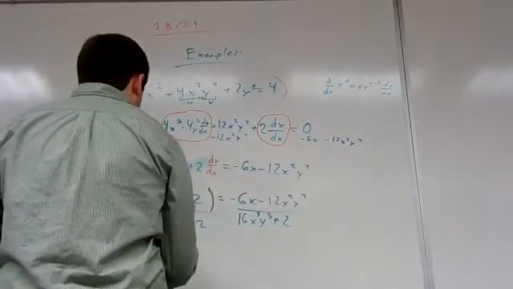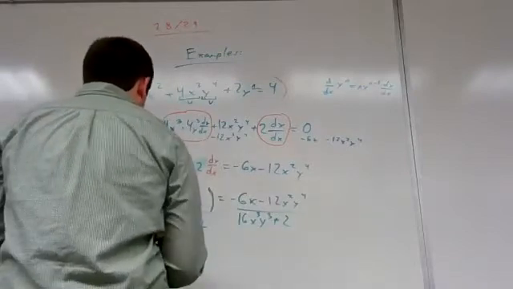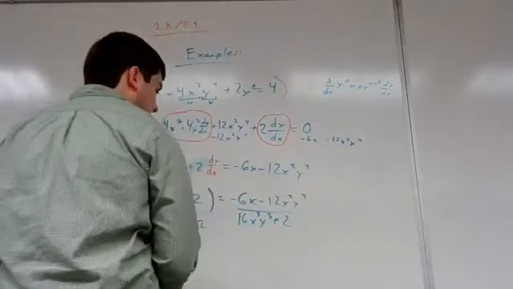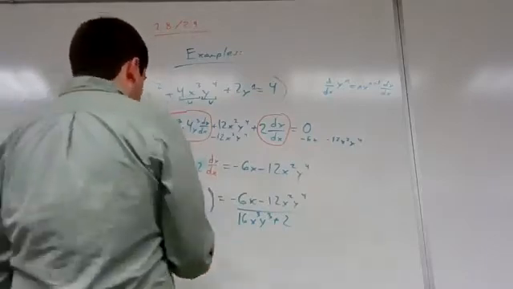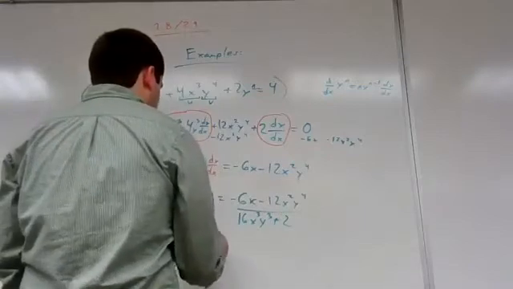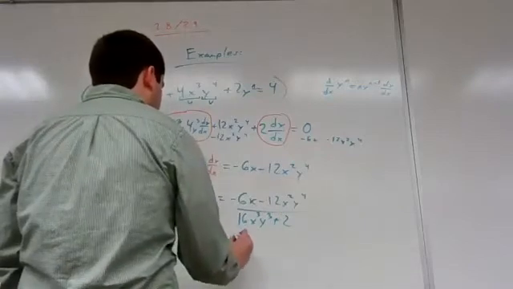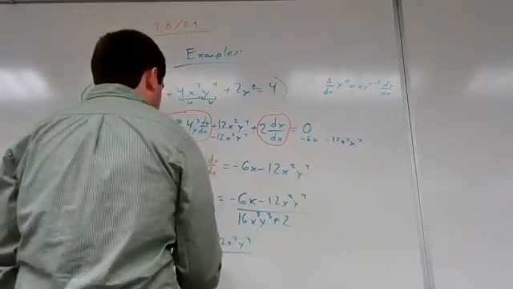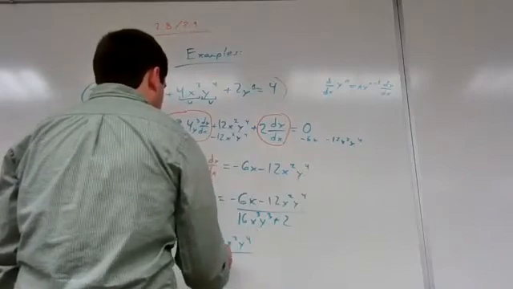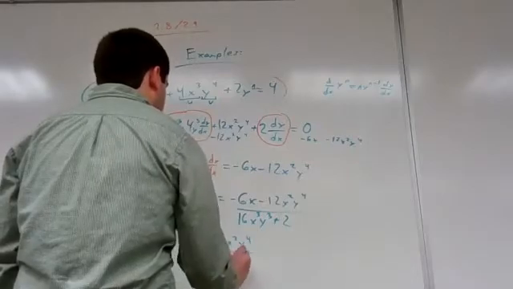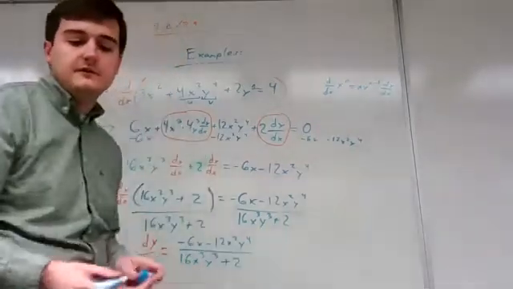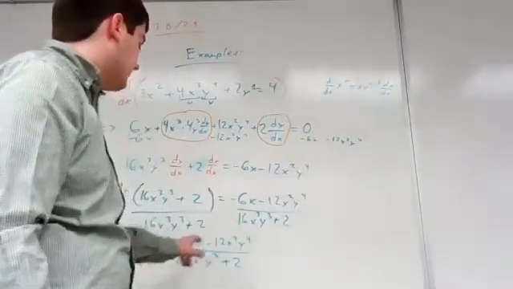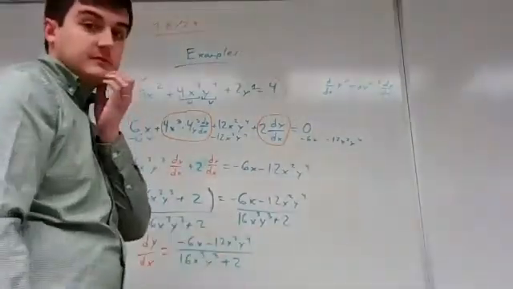dy over dx being equal to negative 6x minus 12x squared y to the 4th power divided by 16x cubed y cubed plus 2, which you can fiddle around with. The book will take, all these are even numbers, so they're all divisible by 2.